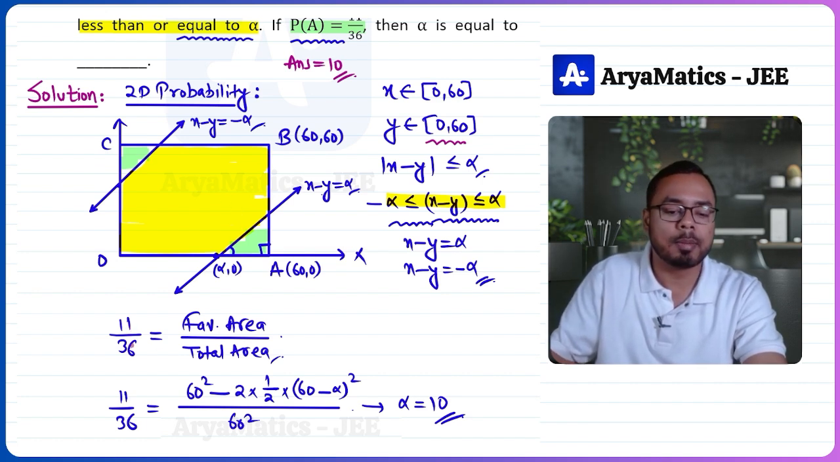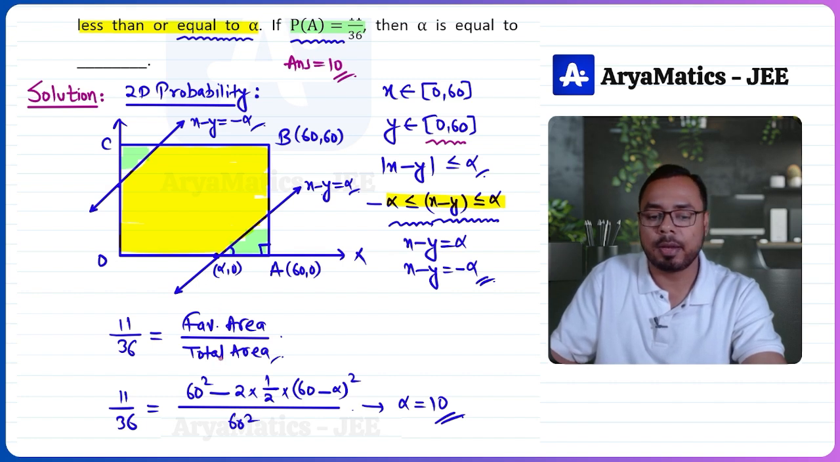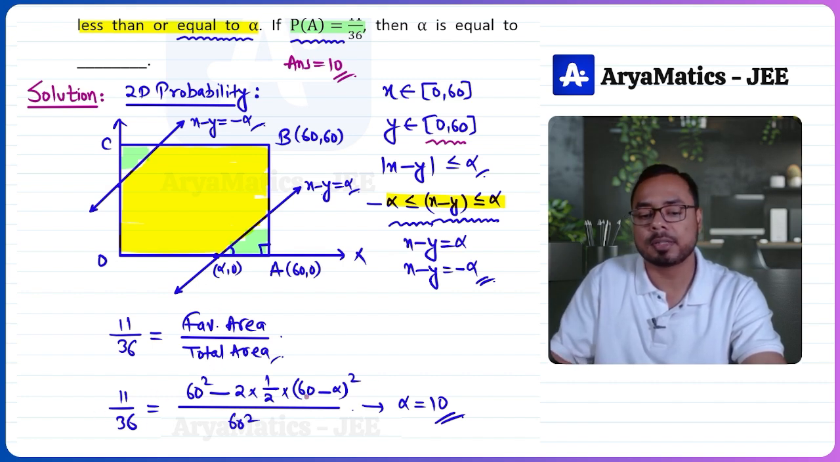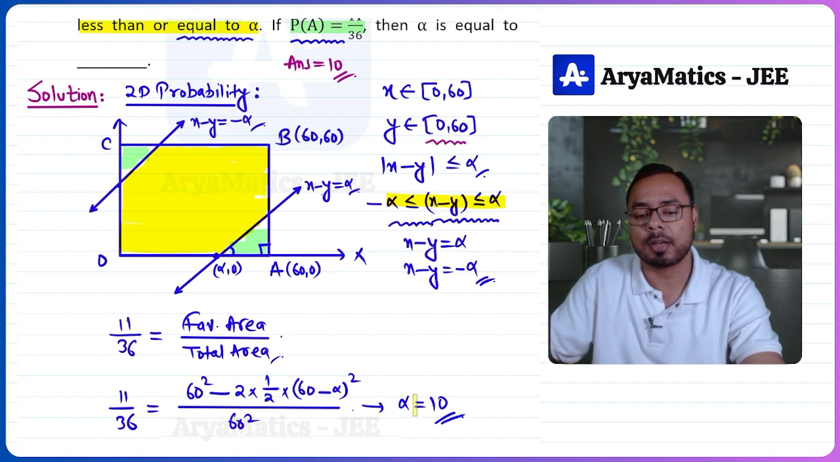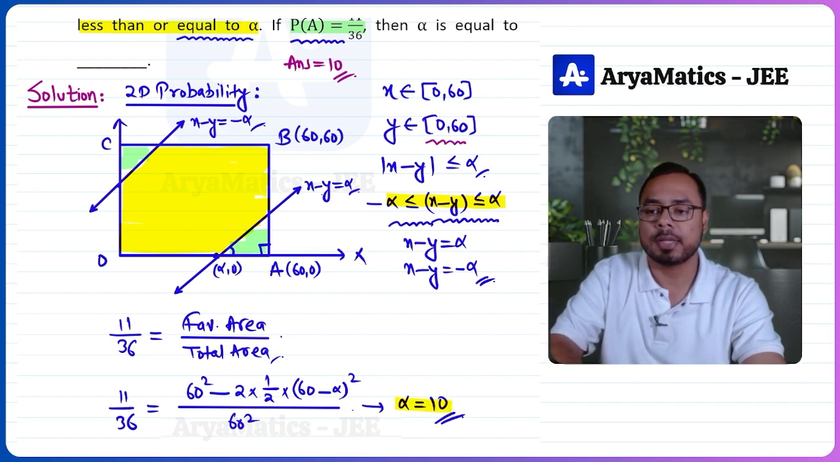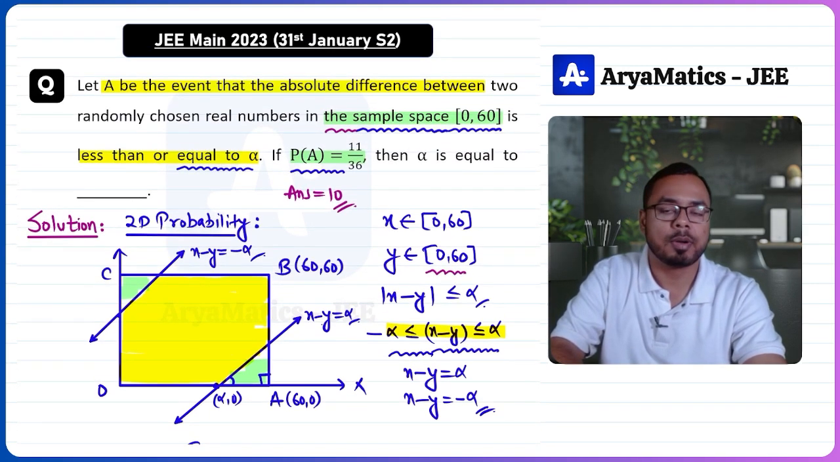Probability, in case of 2D probability, the required probability is favorable area by total area. So from there we got this equation, and after solving we got alpha as 10, and hence the correct answer for this problem will be 10.